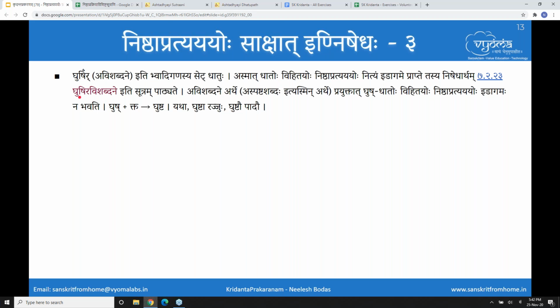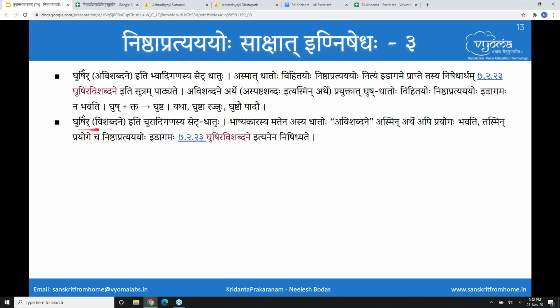Because this sutra says Ghushihi Avishabdane, and now if you are saying that the Churadigana dhatu can also come in two flavors, Avishabdane as well as Vishabdane, then this sutram immediately gets expanded and the Avishabdane component of the Churadigana also gets captured over here. So Ghushir Vishabdane iti Churadiganasya dhatu Bhashyakarasya matena अस्य धातोः अविशब्दने अस्मिन् अर्थे अपि प्रयोगः भवति. अस्मिन् प्रयोगे निष्ठा प्रत्यय इडागमः घुषिर अविशब्दने इत्यनेन निषिध्यते.